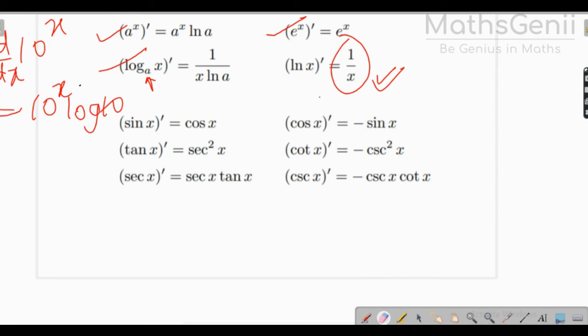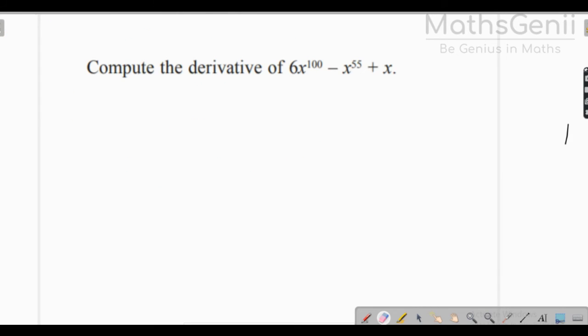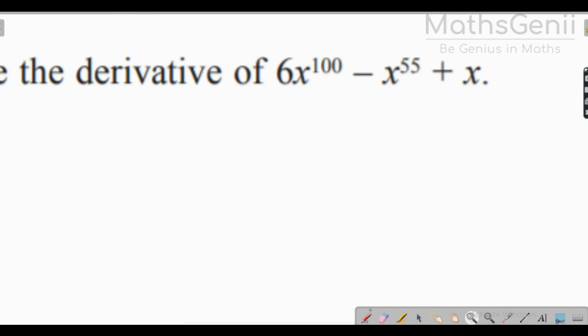Okay, now let's get to the questions so that each formula is very clear to you. I have tried to occupy different types of questions. Now let's look at this question. 6 is constant. You have to find the derivative. 6 is constant, so I'm not going to touch it.